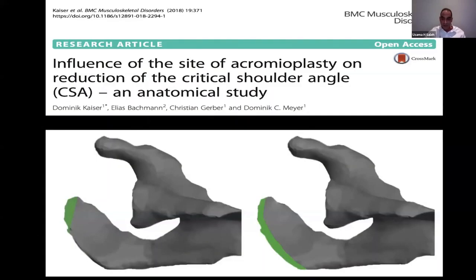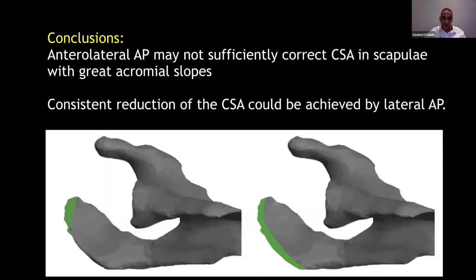The question now, shall we go anterolateral or dead lateral? The answer came from the same group in Zurich by Christian Gerber. He said that the consistent reduction of the critical shoulder angle could be achieved better if you do lateral acromioplasty rather than anterolateral acromioplasty. But guess what?